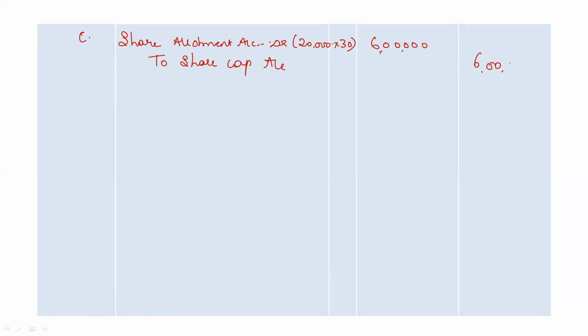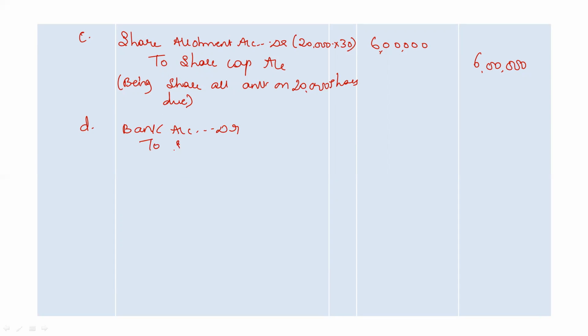Okay, 6 lakh rupees. So we can write the narration being share allotment amount on 20,000 shares due, right? Then, while payment, when shareholders are paying the amount, the company is receiving the amount into its bank account. So bank account will be debited, to share allotment account.